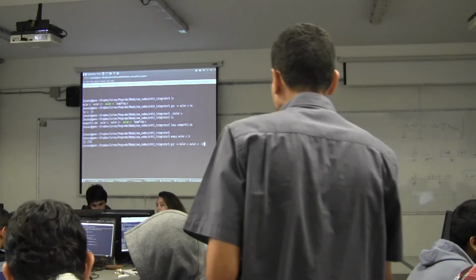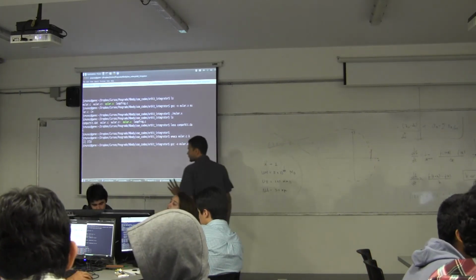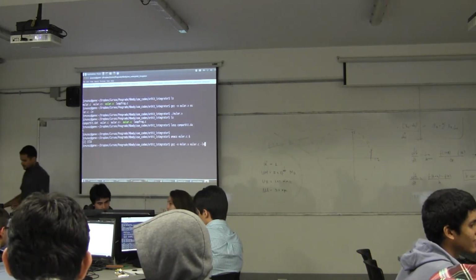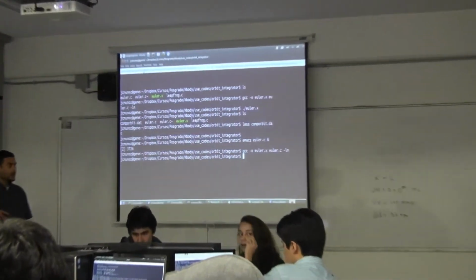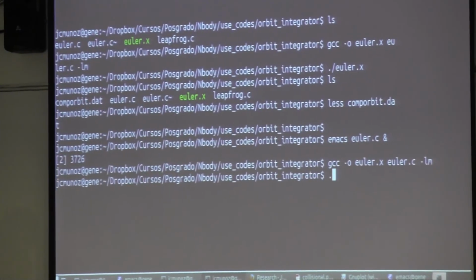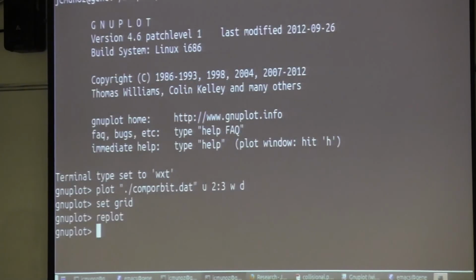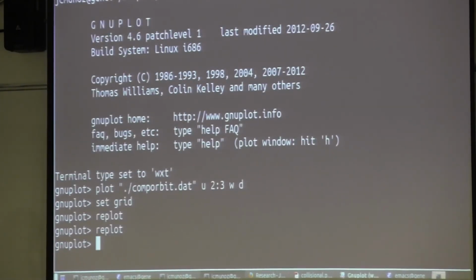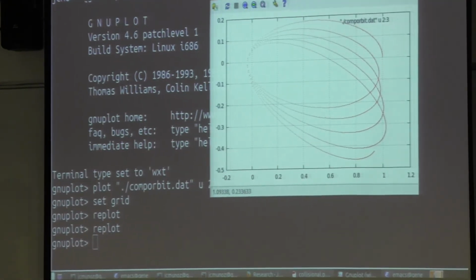So, now we have the figure. If you can see, if you compile, and then you run, you have to compile and then run. If you don't run the program, you have to do nothing. Then you go to close. And then you have this figure.